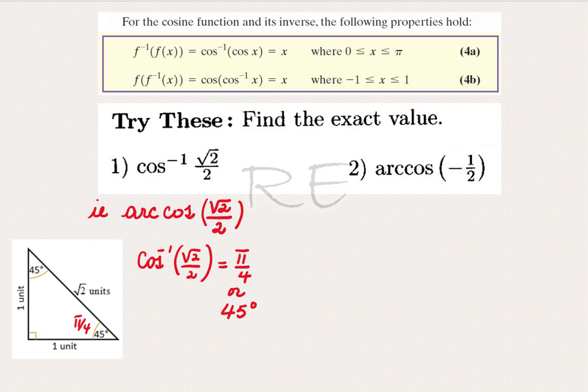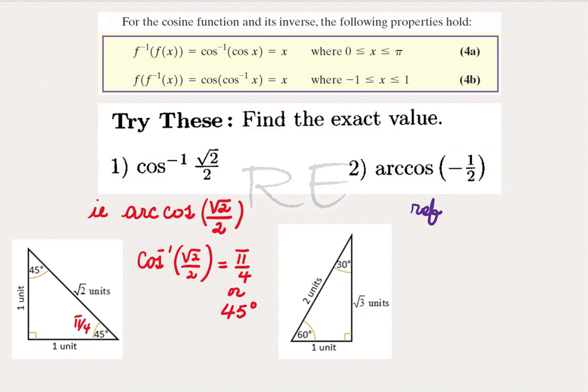Find the exact value of arc cosine of -1/2. Looking at the reference triangle, we will find a reference angle whose cosine is 1/2, and that reference angle theta prime is 60 degrees or pi over 3.